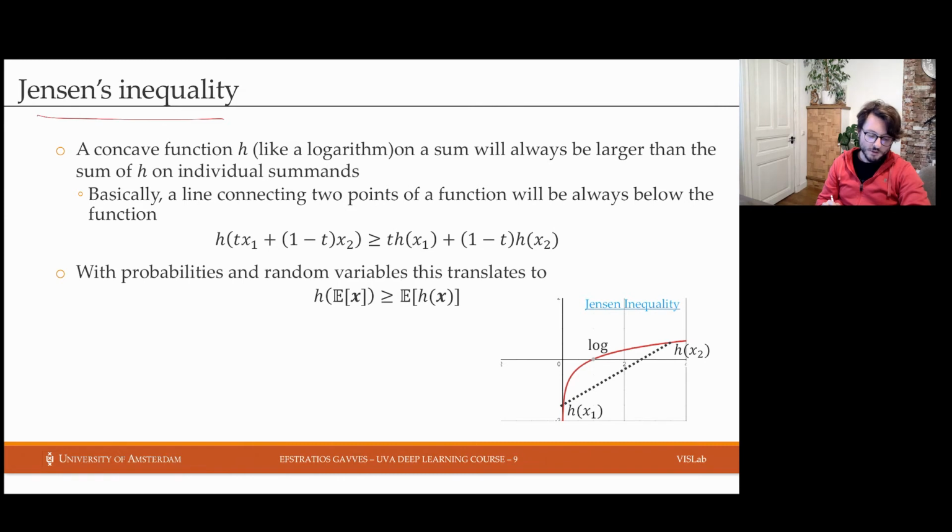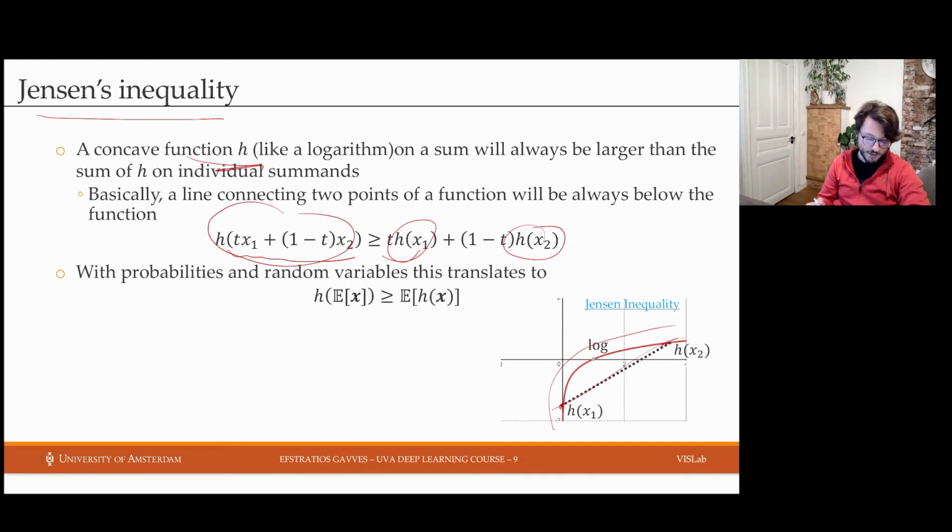According to Jensen's inequality, we have a concave function h, and the concave function h receives as input a sum. The output of such an input would always be larger than the sum of individual applications of the inputs on the same function h. So basically this means that if my function is concave, like the logarithm here, if I take any 2 points on the line and I connect them with a line, the line will always be below my curve.